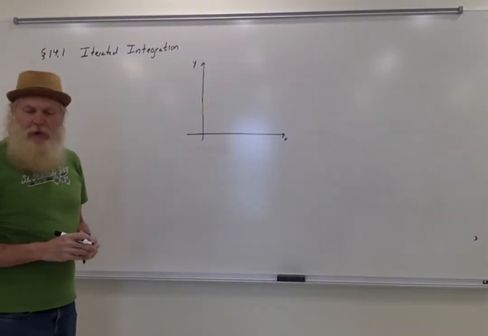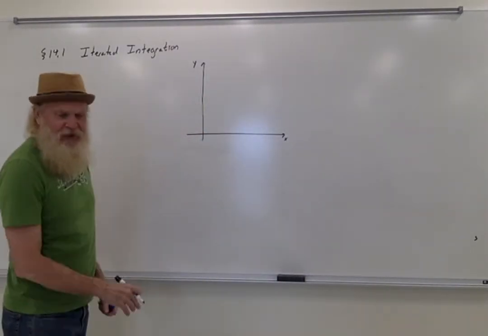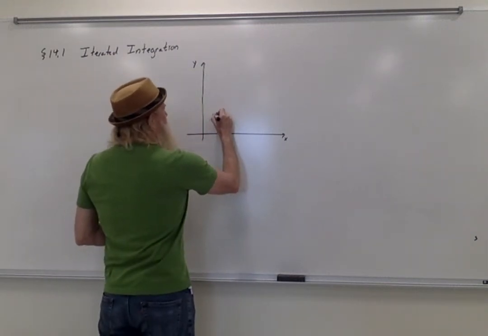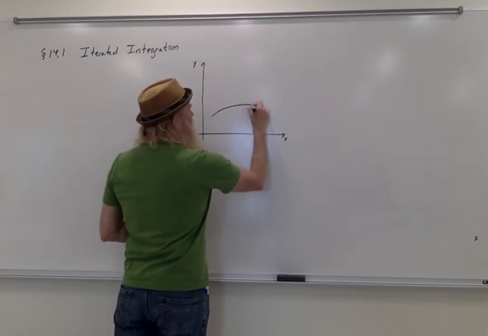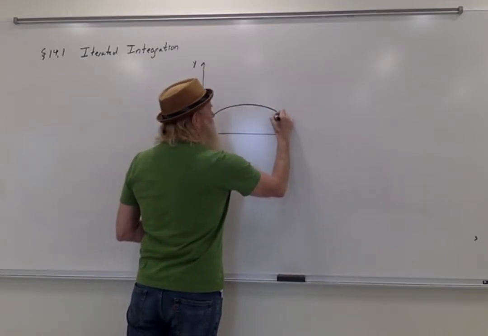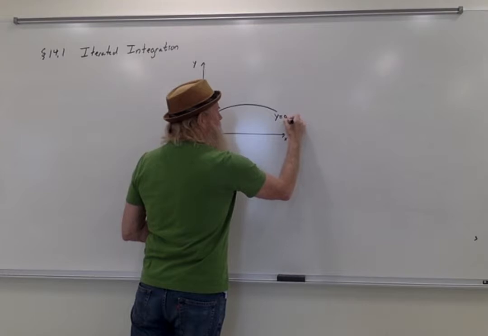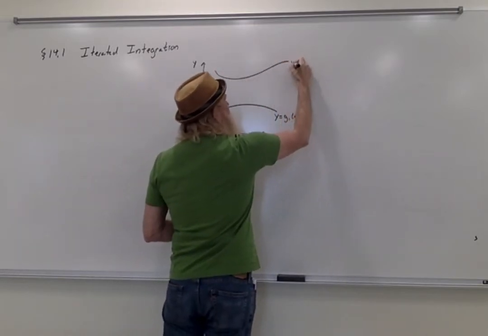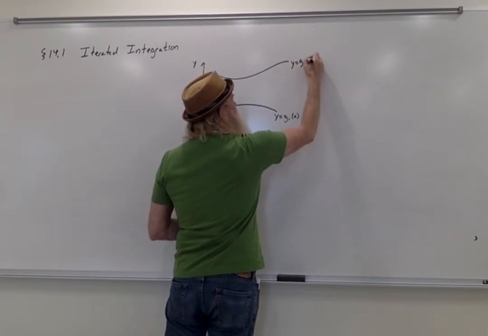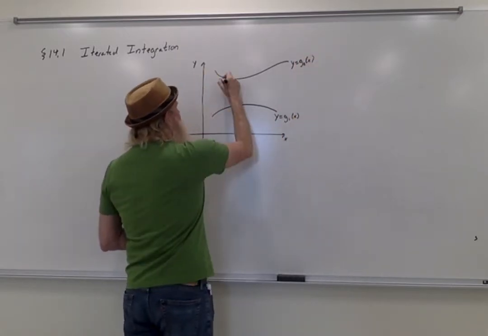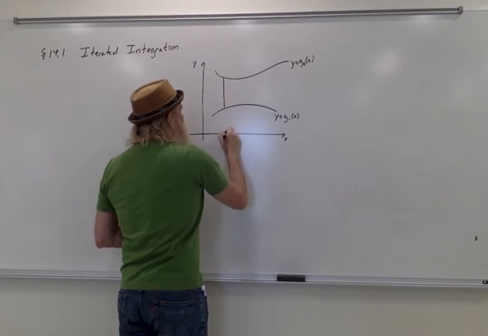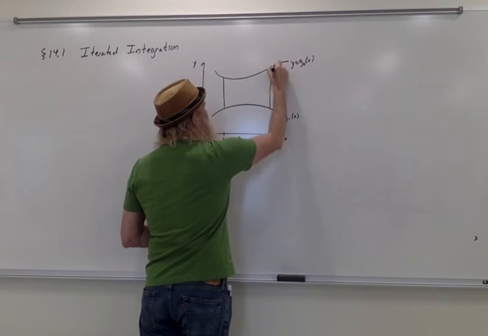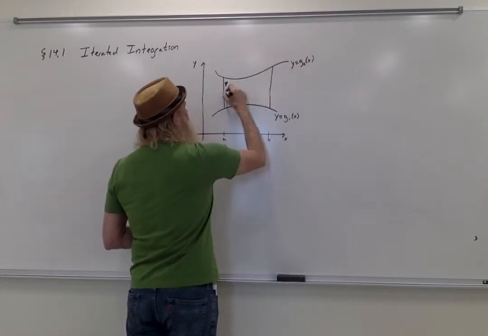Let's start talking about iterated integration. This is section 14.1 in the book. Suppose that we want to integrate over a certain region in the plane, which is bounded below by some curve y equals, let's say, g sub 1 of x, and above by another curve, y equals g2 of x, and it lies above some interval from a to b on the x-axis. So this is going to be my region R in here.